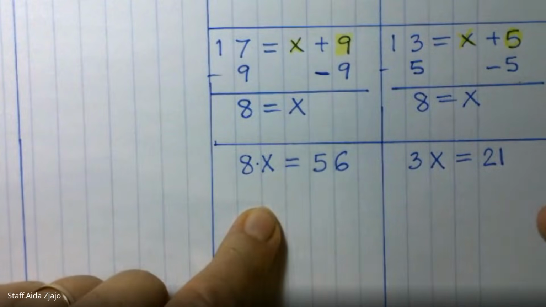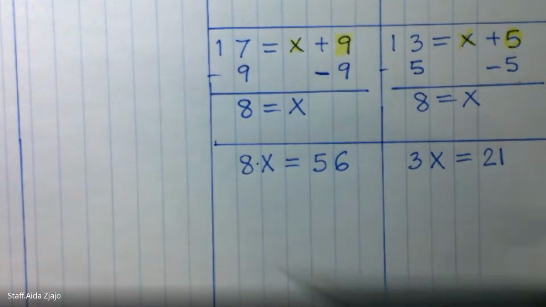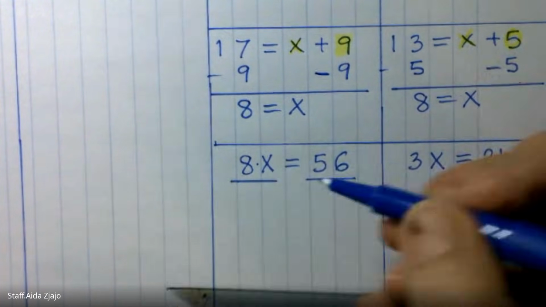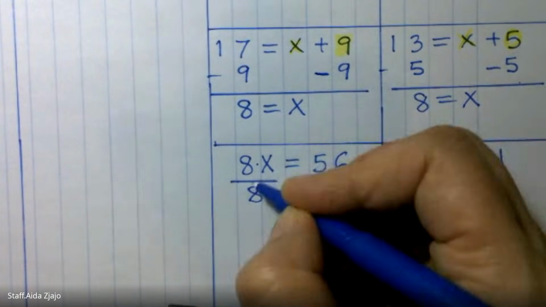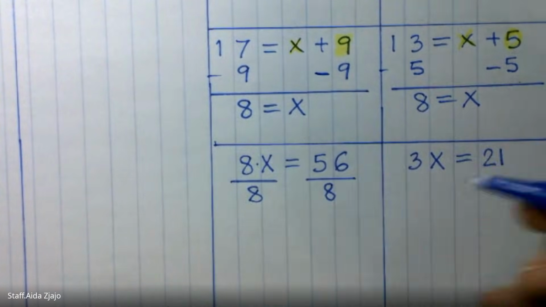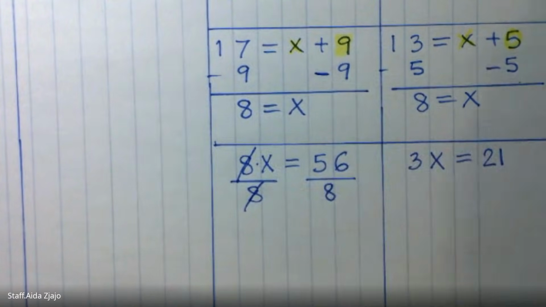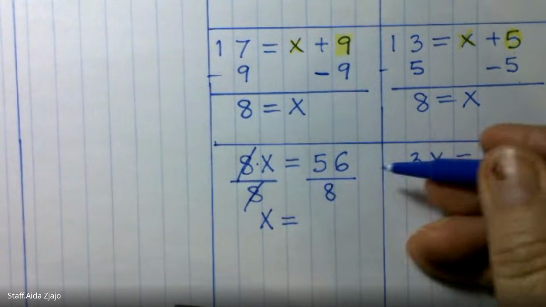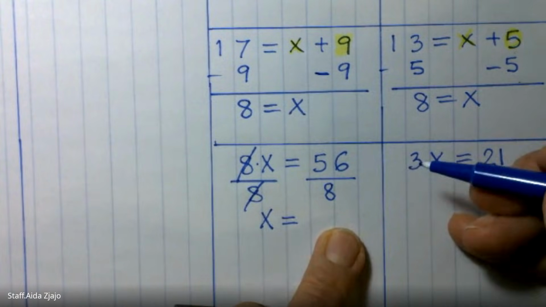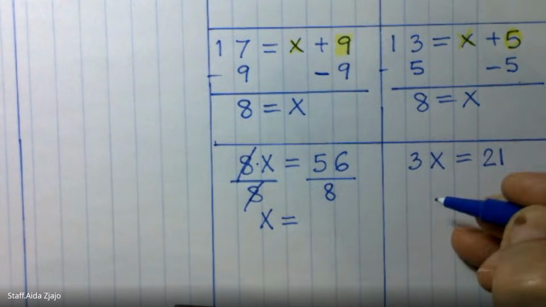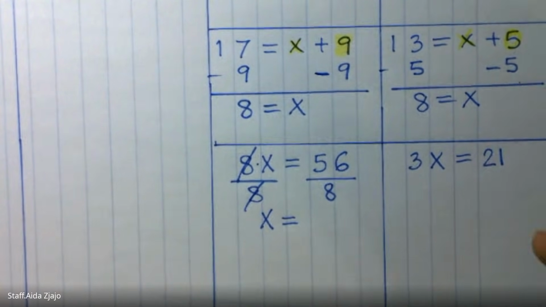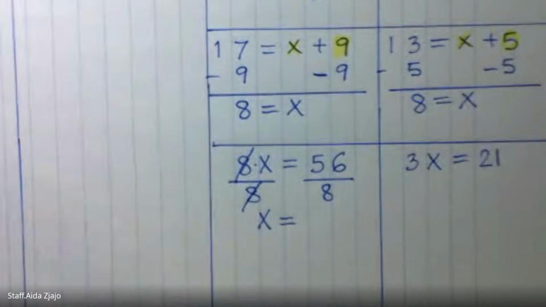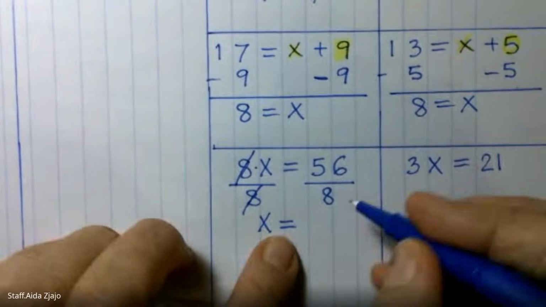We want to know what 1x is. So we can divide both sides by 8. And then we will cancel the 8 divided by 8 is 1. X equals, and 7 times 8 is 56. So we know that our answer has to be 7.